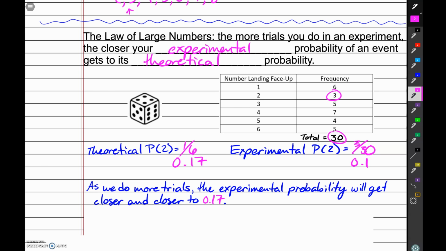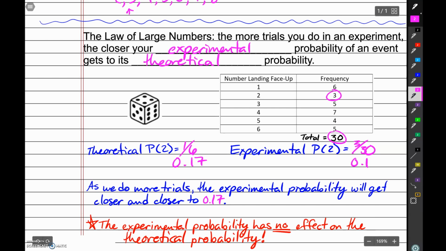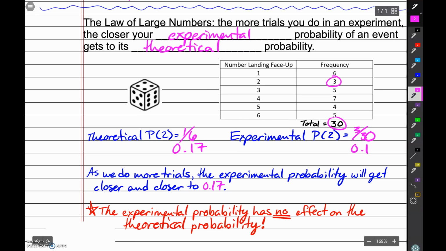This has to do with one of the myths when it comes to probability. The experimental probability, the thing with the trials, has no effect on the theoretical probability. Basically, the past does not affect the present. You could roll 100 twos in a row, and that doesn't change anything. Doesn't matter what happened in the past, the probability of rolling a 2 will always stay 1/6. Okay? This is something really important called the gambler's fallacy.